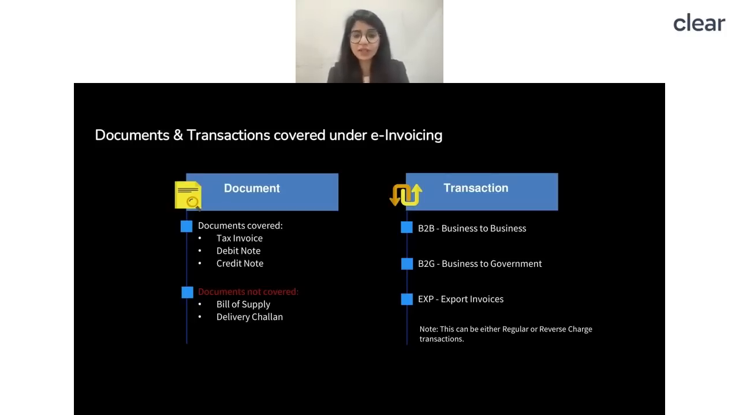You are required to generate the e-invoicing in respect of the B2B tax invoice which I have issued, which is again the correct answer. Yes, we are required to generate.